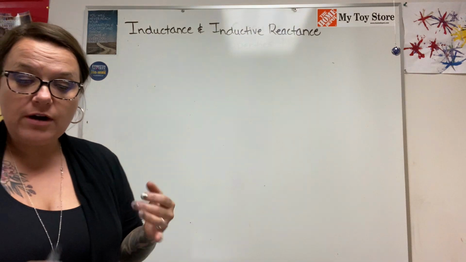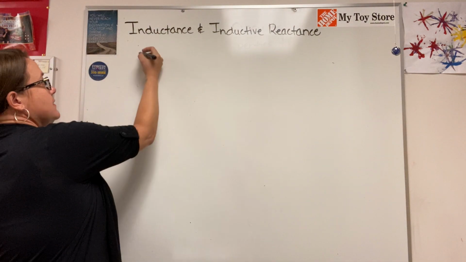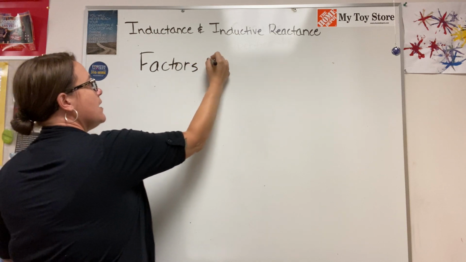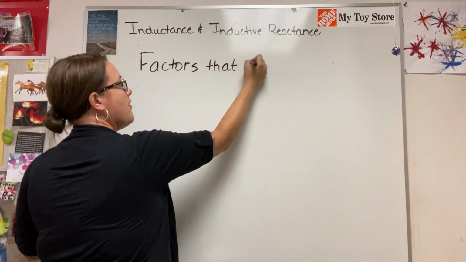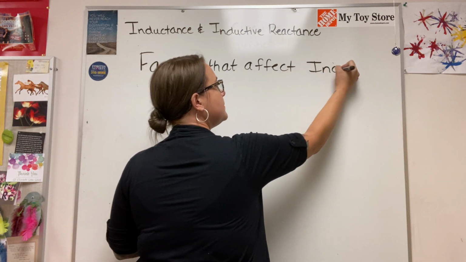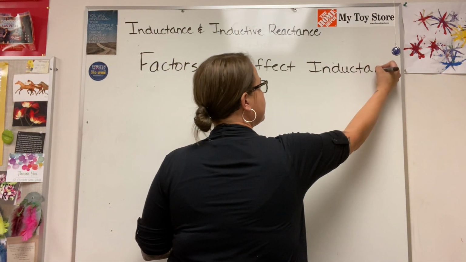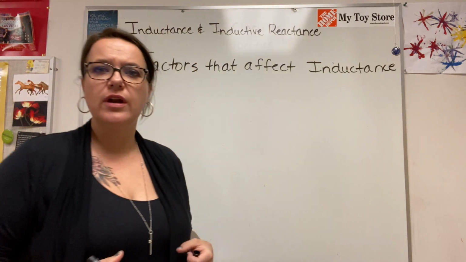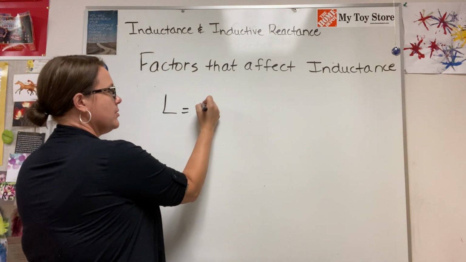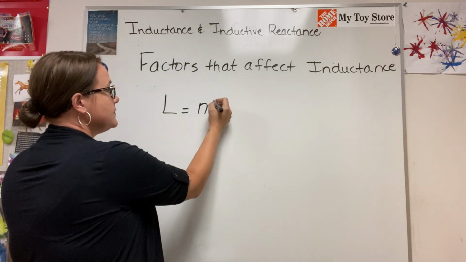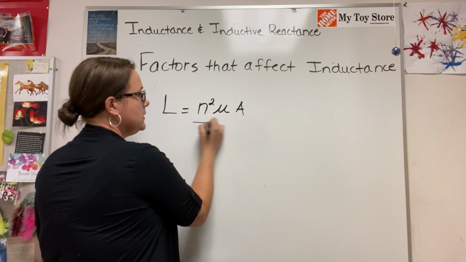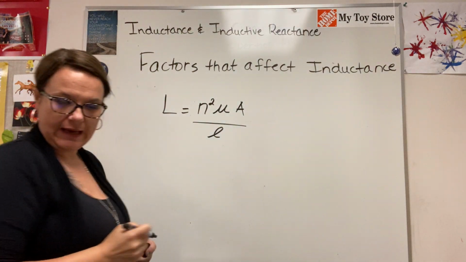So there are factors that affect inductance, okay? Factors that affect inductance. And they can be demonstrated with a formula. And the formula is this: L equals number of turns squared times permeability times area, all divided by linkage path.